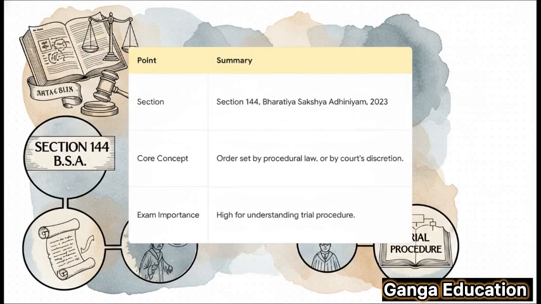All right, let's do a final, super fast revision. 3 things to lock in. 1, the section is 144 of the BSA. 2, the core concept is simple. The order is decided by procedural law, and if there's no law, the court decides. And 3, its importance is high because it's key to understanding how a trial actually works.